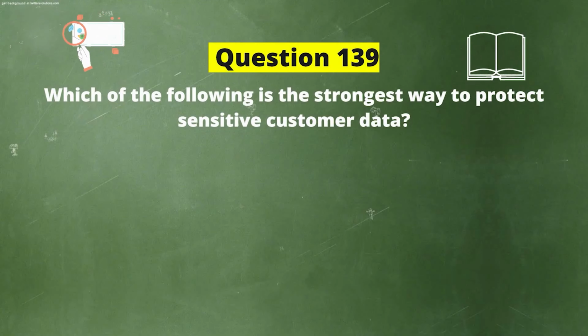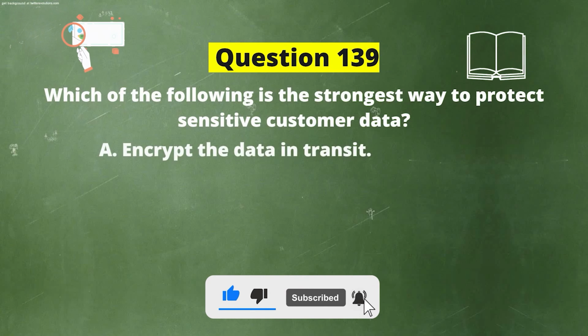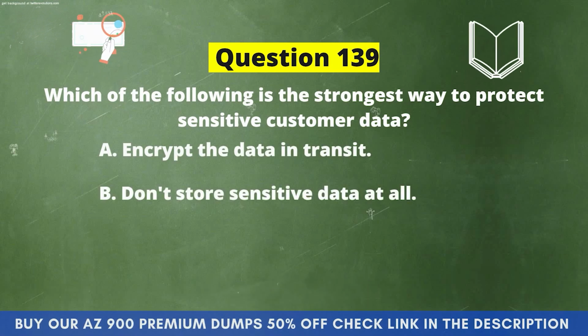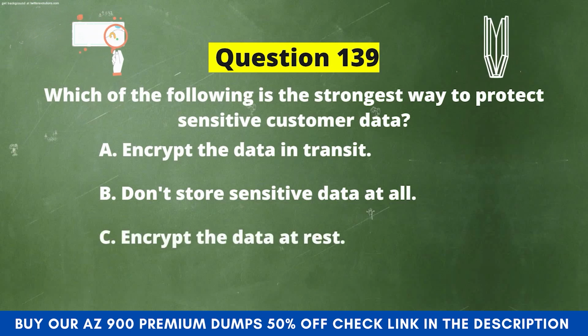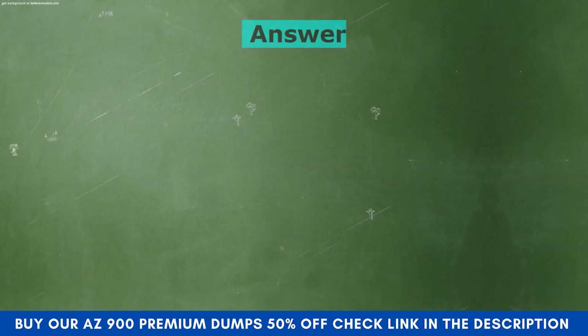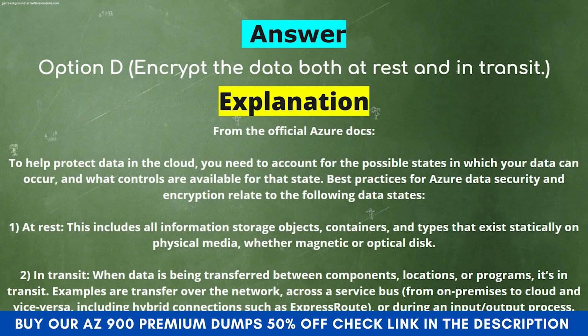Next question. Which of the following is the strongest way to protect sensitive customer data? Option A, encrypt the data in transit. Option B, don't store sensitive data at all. Option C, encrypt the data at rest. Option D, encrypt the data both at rest and in transit. And the correct answer is option D, encrypt the data both at rest and in transit. Explanation from the official Azure docs.